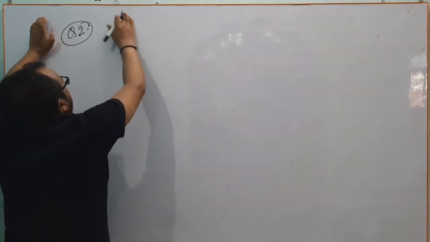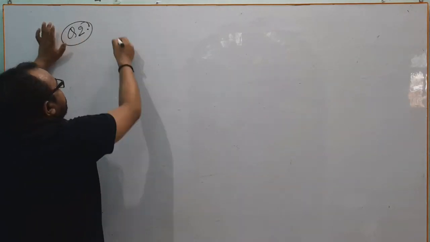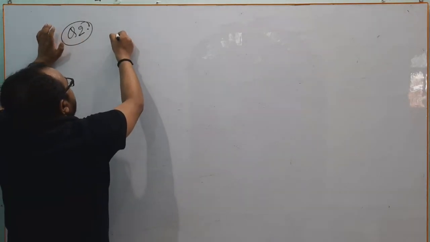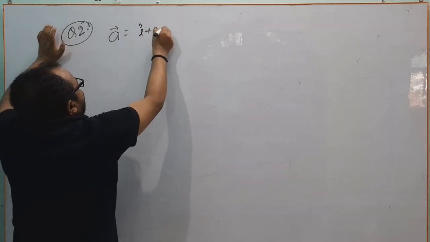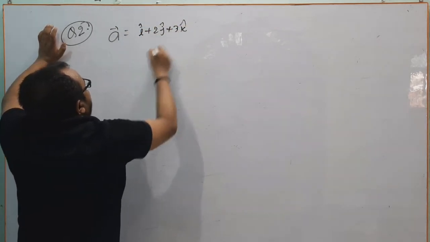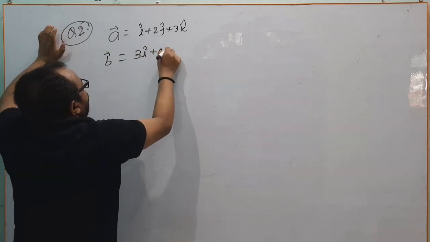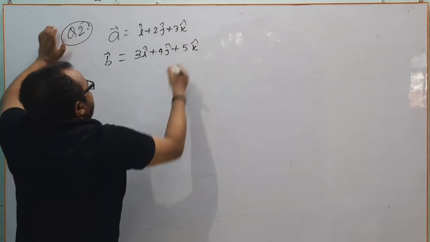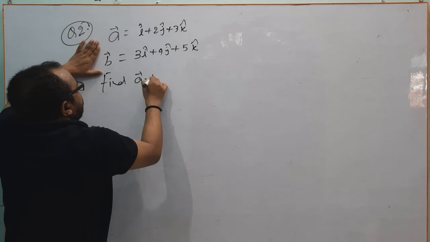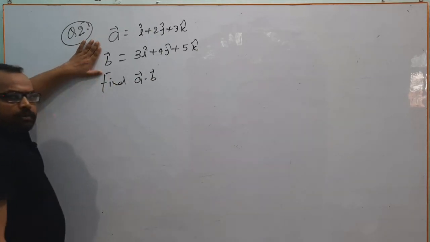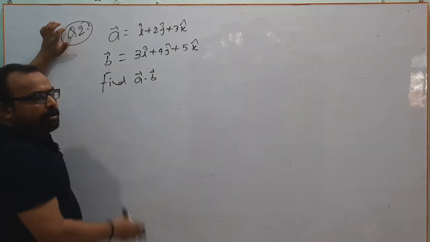Now we will see the second question based on the dot product of two vectors, and the question is: vector A is equal to i cap plus 2j cap plus 3k cap, and vector B is equal to 3i cap plus 4j cap plus 5k cap. Find A dot B. Let us solve this question by the second method we have learned in the first question.